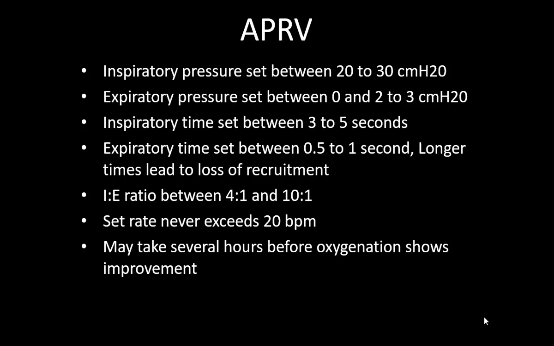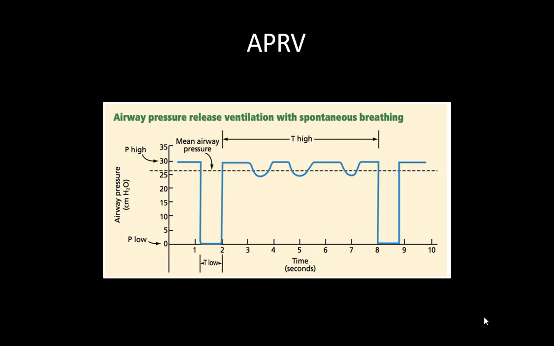Inspiratory time is set between 3 to 5 seconds and expiratory time is set between 0.5 to 1 second. So just imagine if it is a 5, automatically the I:E ratio becomes 4:1 to 10:1. If you put a longer expiratory time, then de-recruitment can happen. So this is how we set the APRV. The patient is allowed to breathe spontaneously here, and that's how we maintain a good mean airway pressure.